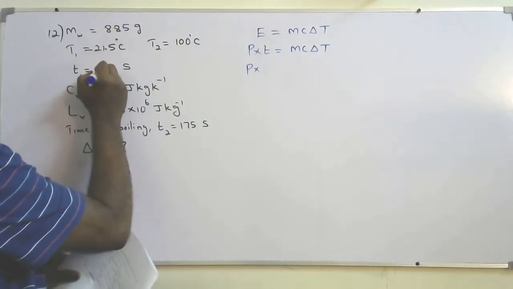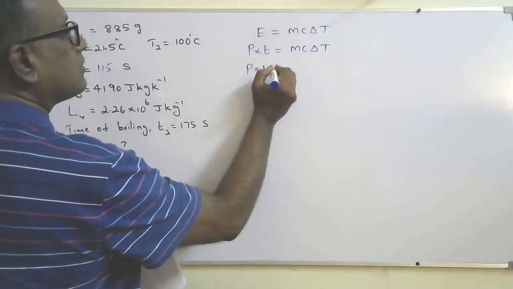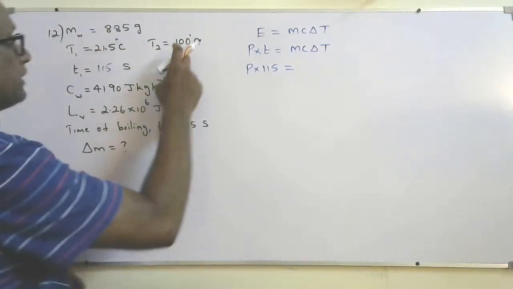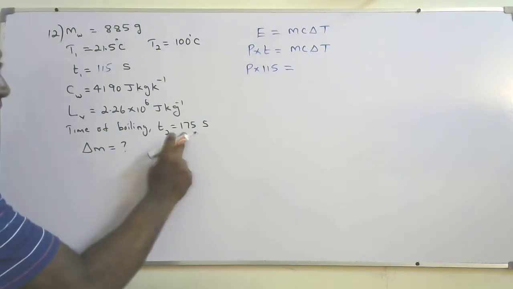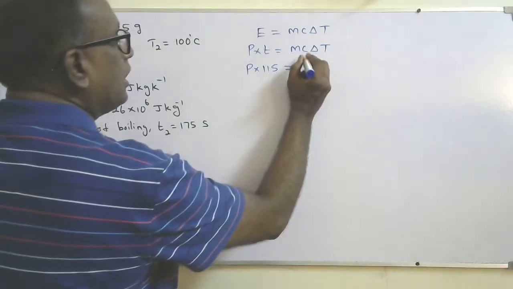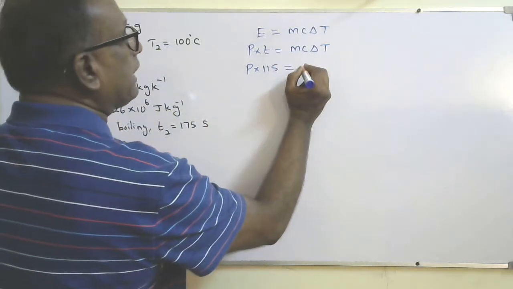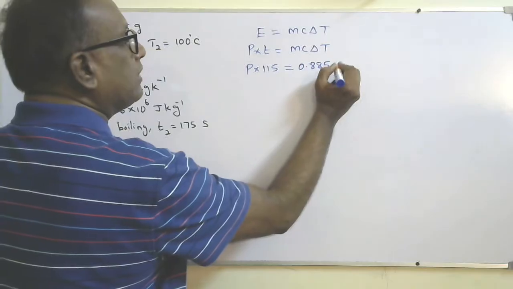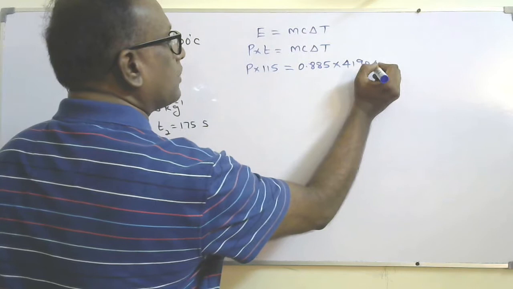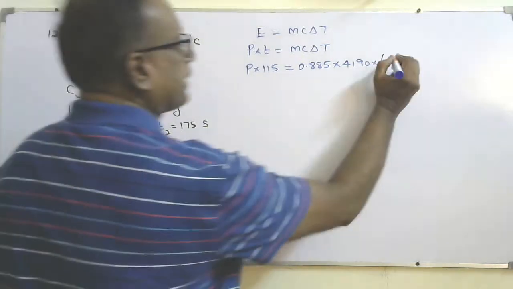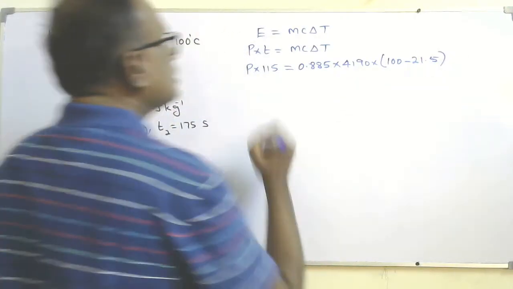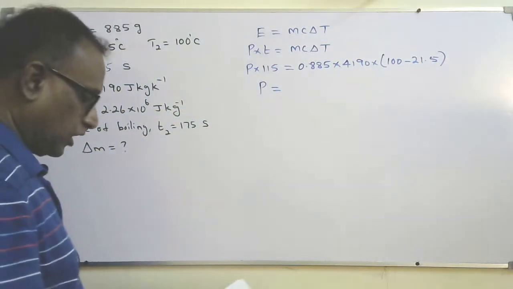The time taken to increase the temperature of the water from 21.5 to 100 is 115 seconds. This is the time of boiling, 175 seconds. So P into 115, the time, is equal to mass, 885 grams, so convert to kilogram, 0.885, into specific heat capacity of water, 4190, into the change in temperature, 100 minus 21.5. So from that, find the power output of the heater.